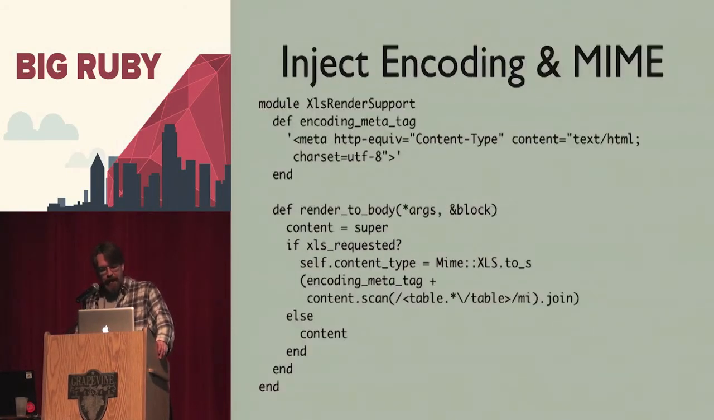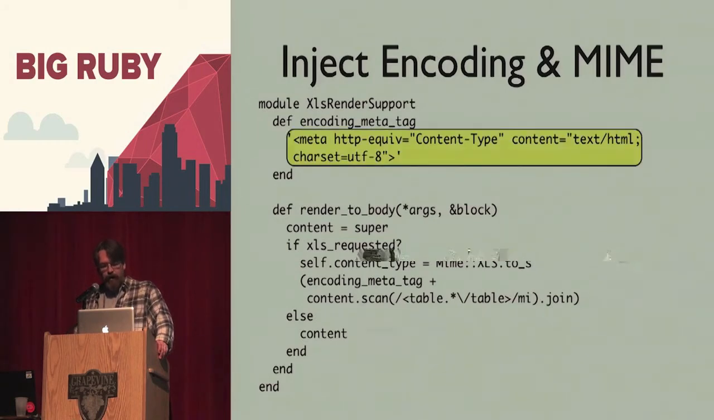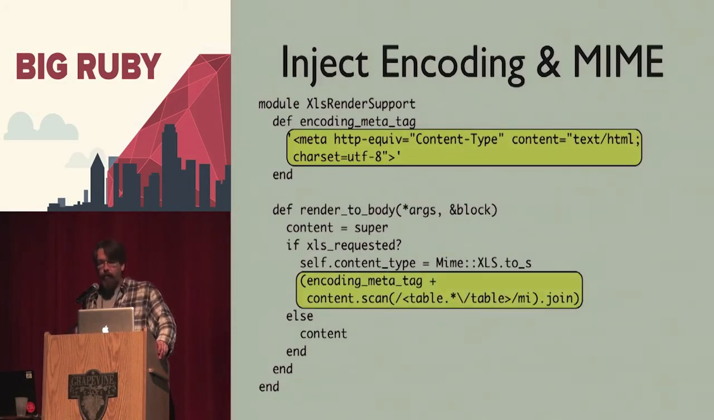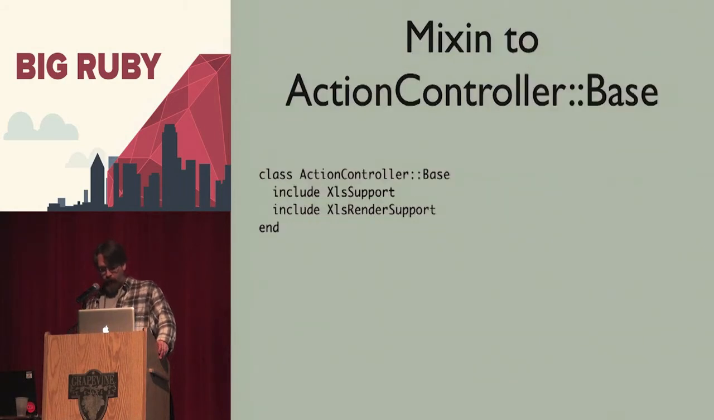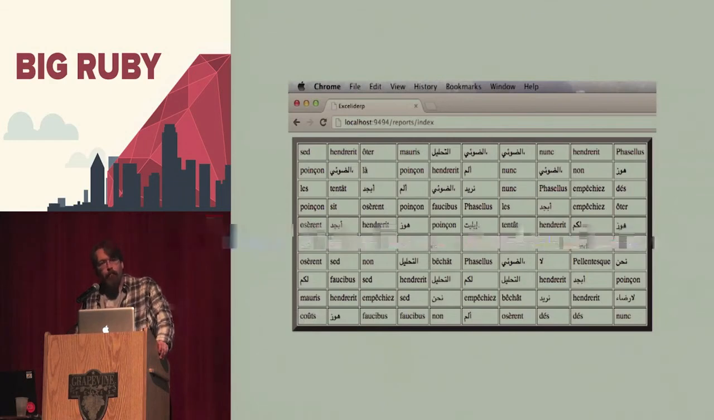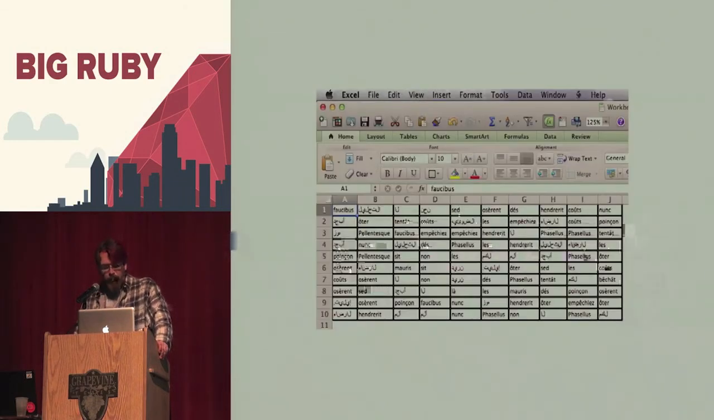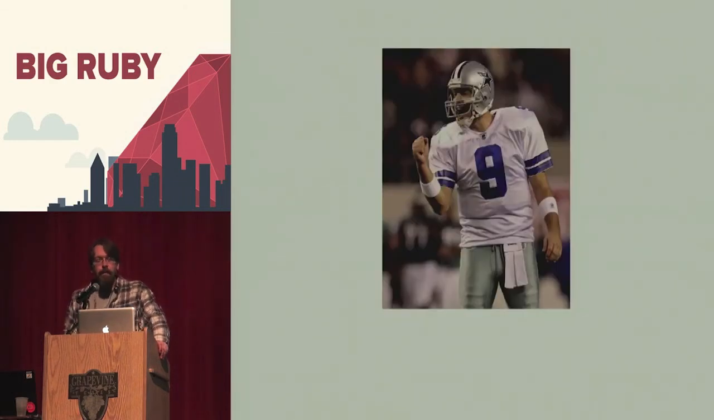Our last hack is to tell Excel what encoding is going on. So we got to jack in this HTML encoding thing, and then we do the always recommended scanning of HTML with a regular expression, and prepend that with the encoding meta tag. This is also a convenient place for us to stick in our MIME type. We take these 2 modules, mix them into ActionController::Base, and we can go from this in our browser to this in our spreadsheet. And Tony Romo's a happy man.